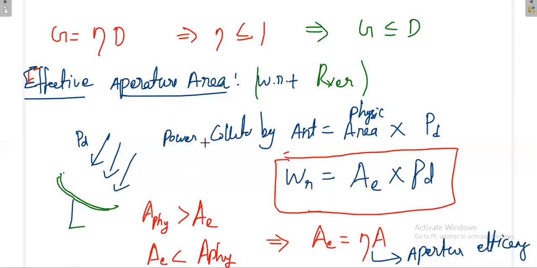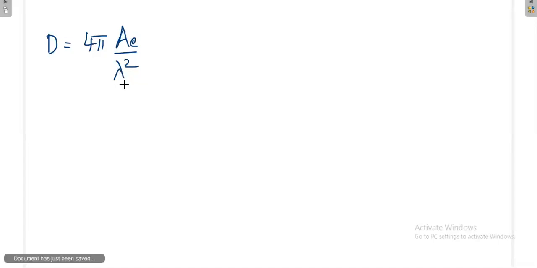Now I will give you one more equation. The directivity, in the case of a receiver, is equal to 4 pi effective aperture area divided by lambda square. I will give you an assignment: please refer from where this formula came. We use this formula then and there, but we do not know where it came from. Where is the base of this formula? Directivity is related with AE and lambda square.